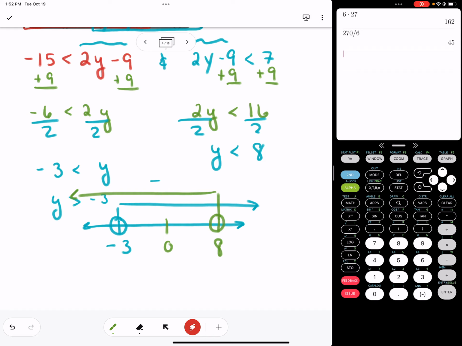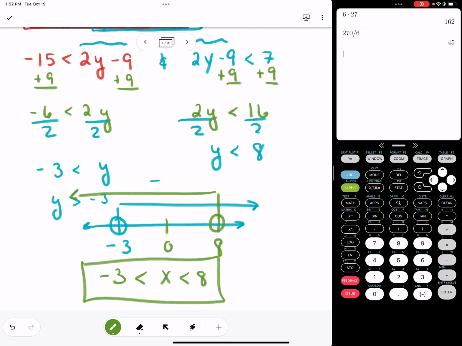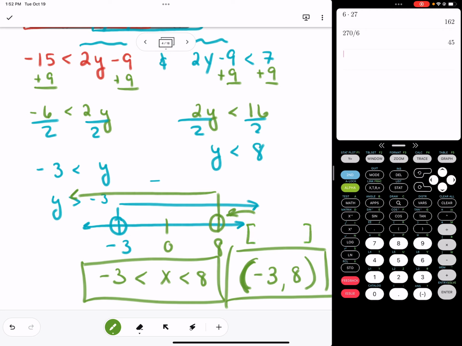And so that's what we write. We say y is, using a pen here, less than 8 but greater than negative 3. That's our inequality notation. If you need interval notation, it goes from negative 3 to 8, but we use parentheses for the interval notation because these are open circles. Had those circles been filled in, we would use hard brackets to indicate the interval includes the endpoints. Final answer as an inequality, final answer as an interval.